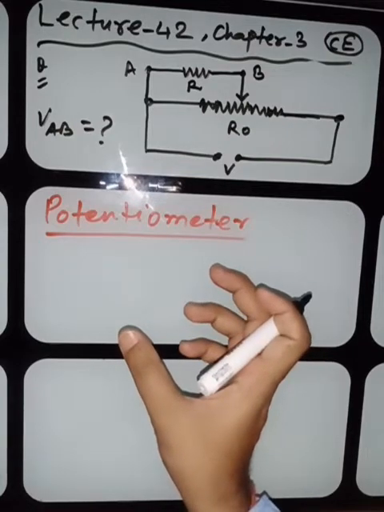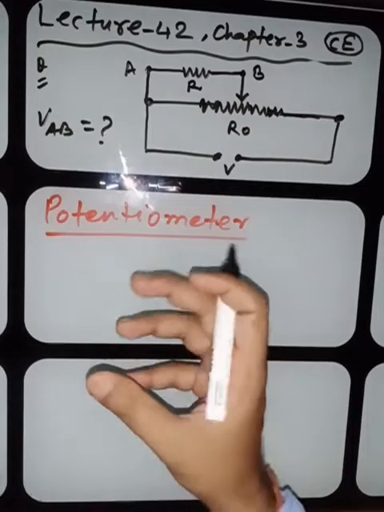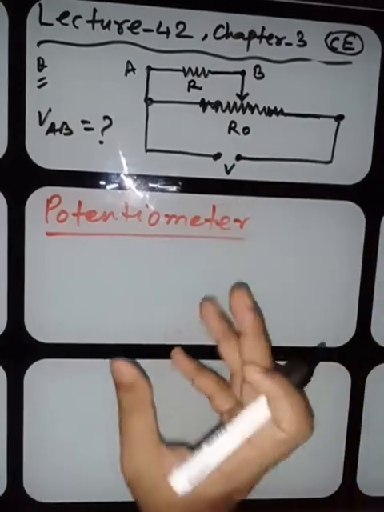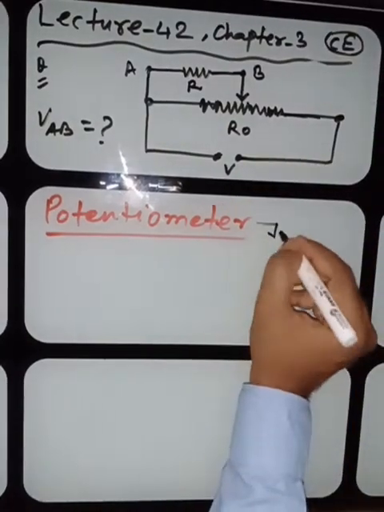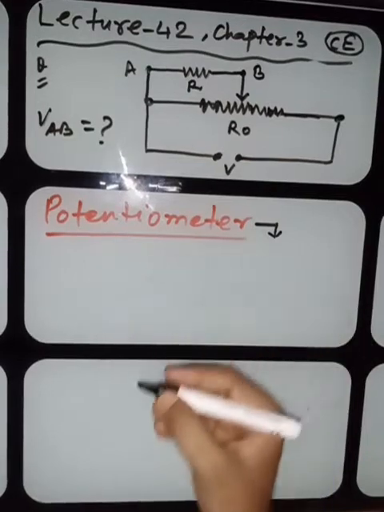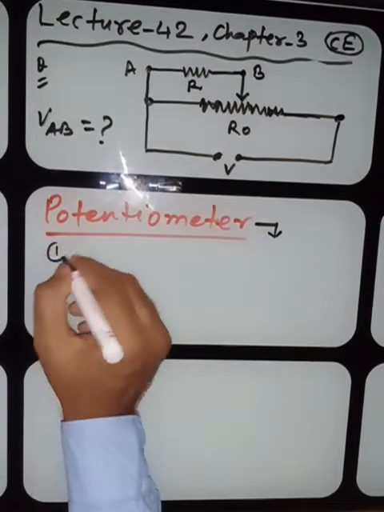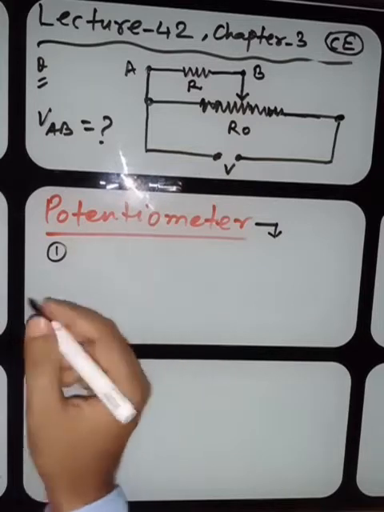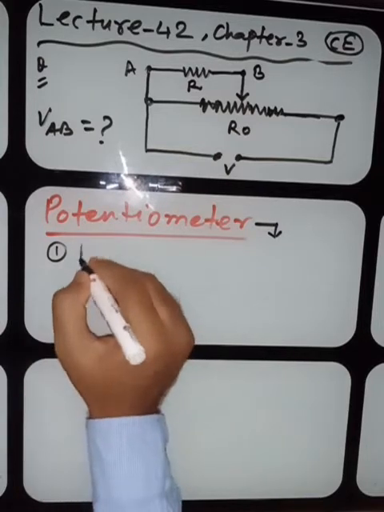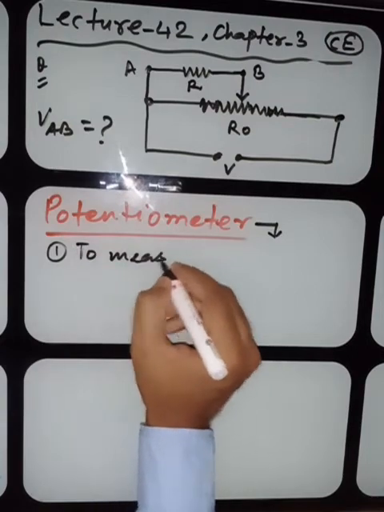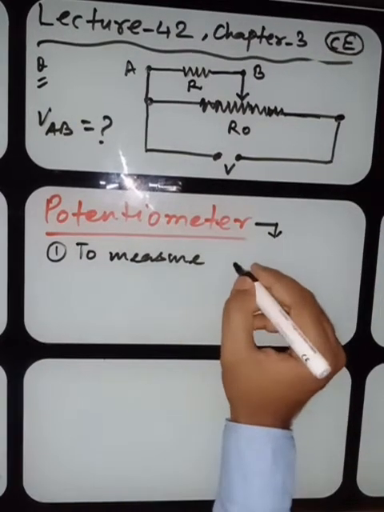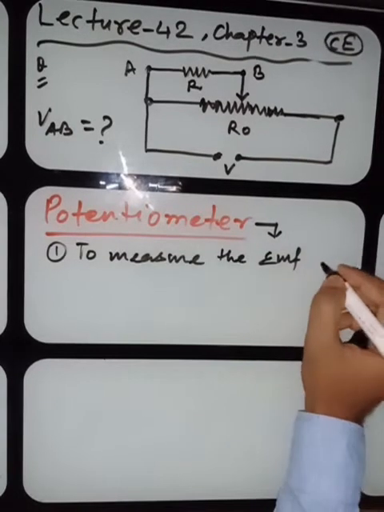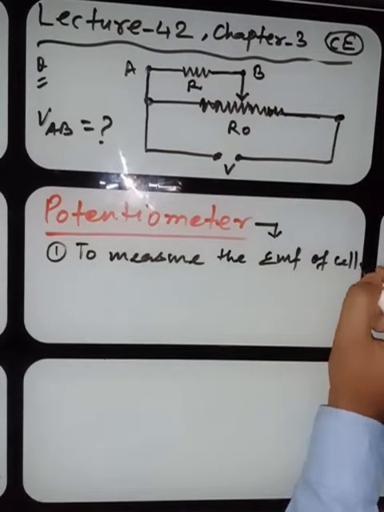Potentiometer is an electrical sensitive device used as following. It has many uses, but the following are the major ones. The first one is, remember, it is an electrical measuring device to measure the EMF of a cell.